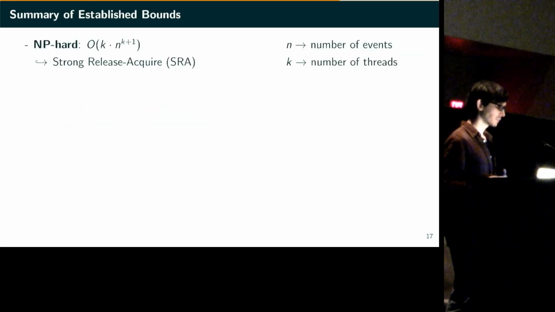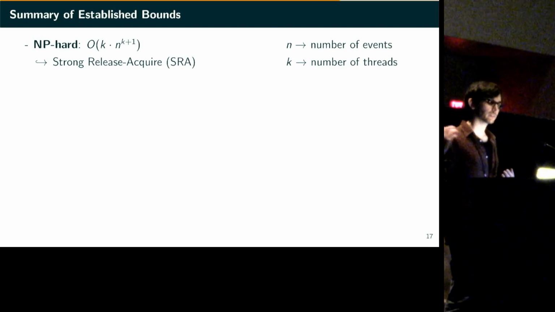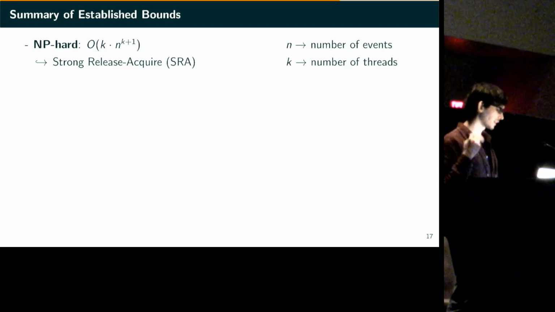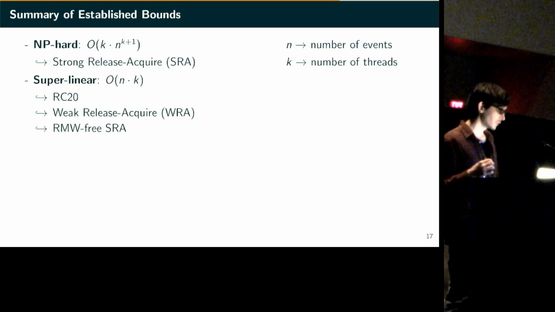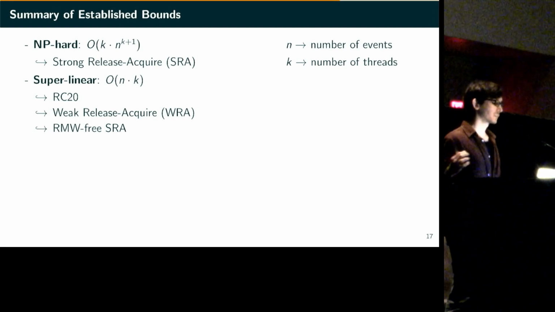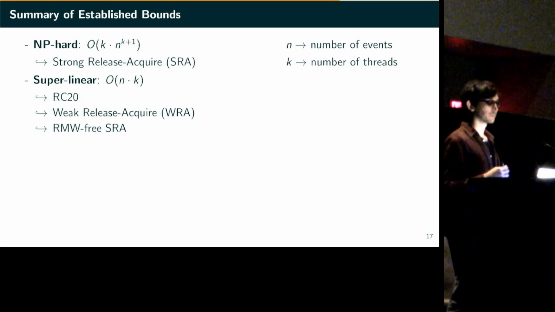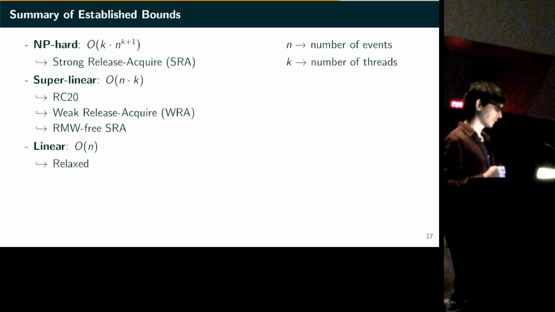And that was it about the RC20. And I will not discuss all the models that we considered in our work in detail, but I will just show a summary. So we also considered a model called strong release acquire, or SRA, and we show that the consistency problem is NP-hard for this model. And similar to RC20, we showed that the model weak release acquire, or WRA, or the SRA model that is free of the RMW operations also admit an O of n times k time algorithm. And we also considered a relaxed model where all accesses are in a relaxed mode, and we showed that this model admits a truly linear time algorithm.